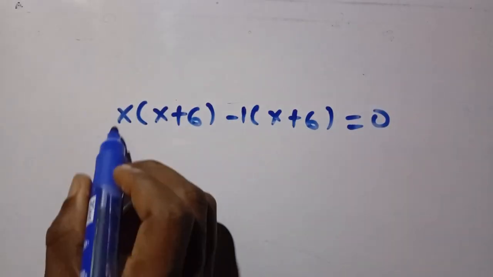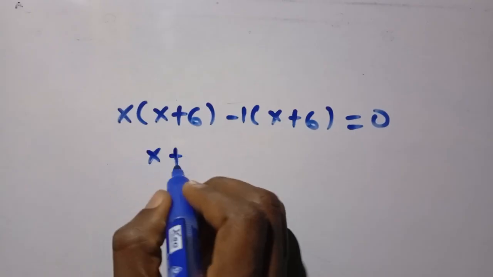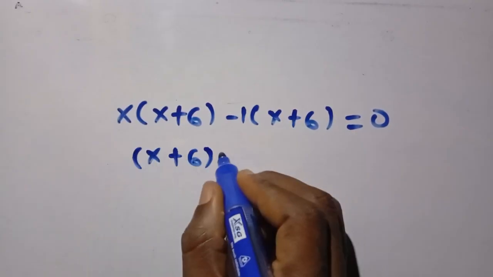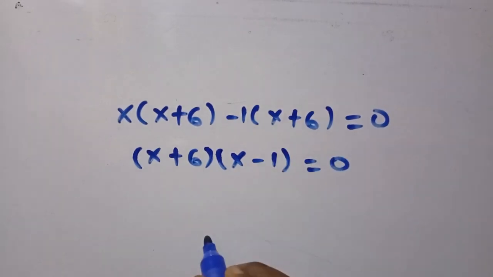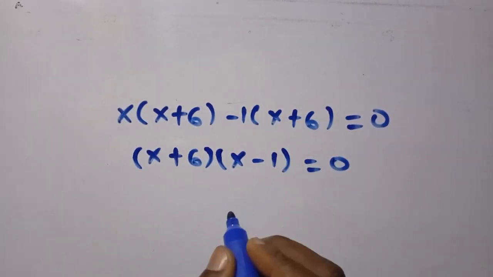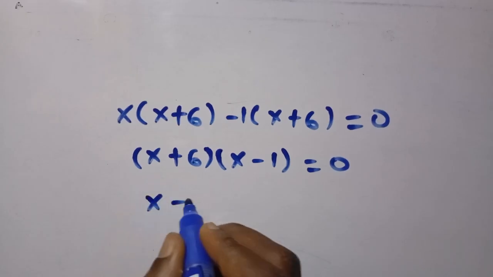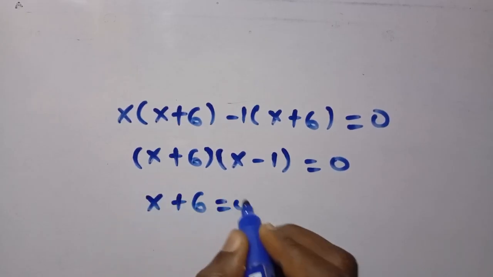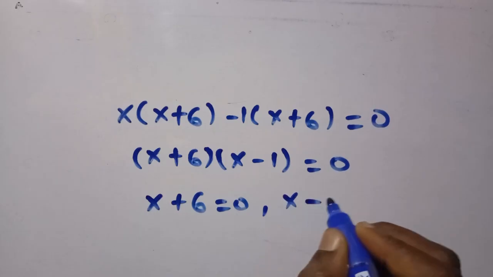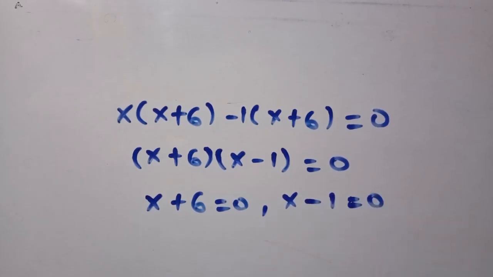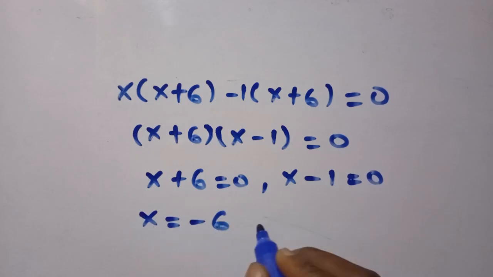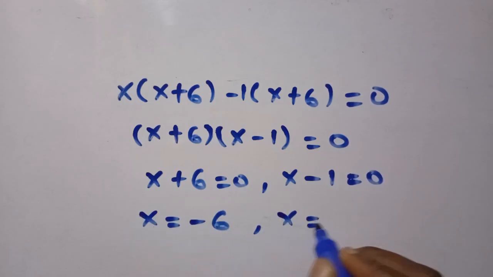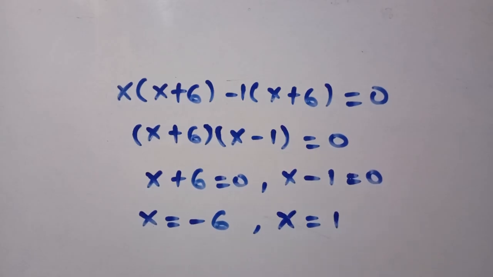So we have 1 here. Therefore, we are going to have x plus 6, then we pair it with x minus 1 equals 0. And this is the factorization of the quadratic above. Then we can let x plus 6 equals 0, or we have x minus 1 equals 0. Therefore, by this, we can conclude that x equals minus 6, and also for this one, we have x equals 1. So we have gotten two roots.